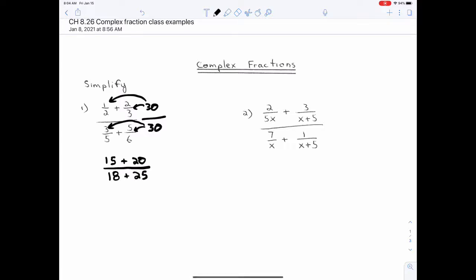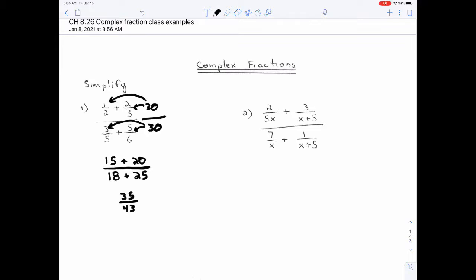And then we simplify that. That'll give us 35 over, what's that going to be? 43. And if I could cancel that fraction, I would. So that's the basic idea.